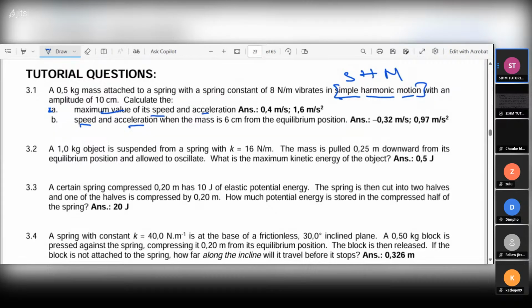Now you have been given the changing x. Remember the displacement of a spring: you get it when you compress, or when you pull or push the spring.